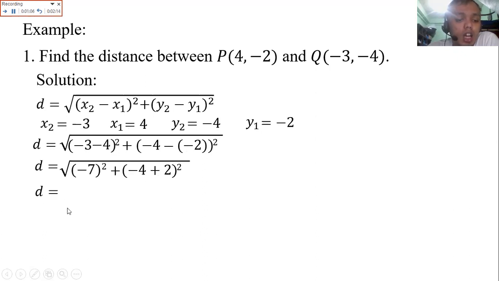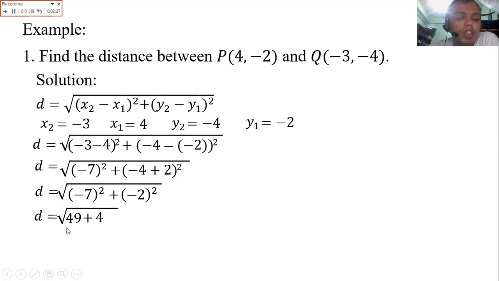Next, negative 7, we'll square it later, we'll do it together. Negative 4 plus 2 is negative 2. Then negative 7 squared is 49, plus negative 2 squared is 4. 49 plus 4 is equal to the square root of 53. The square root of 53 is not a perfect square, so we will just get its approximate value, which is equal to 7.28. So that will be the distance of point P to point Q.